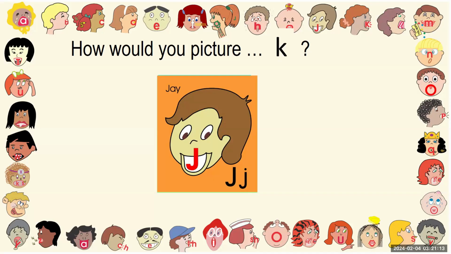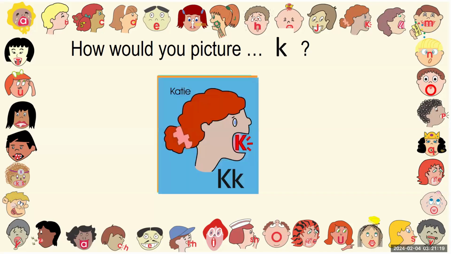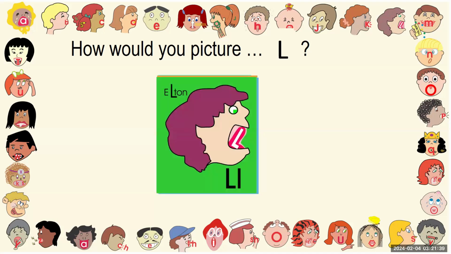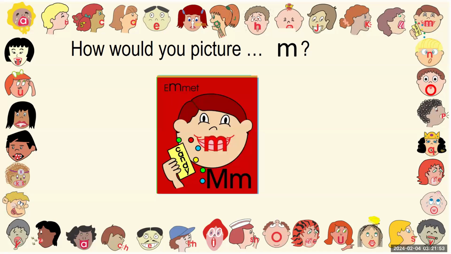What would you do with a K? The K is in the middle of the mouth. So the tongue starts in the middle of the mouth and it releases the sound. So it's like a little mouth cough. What about the letter L? L is a tongue tip elevation right behind that alveolar ridge again. What about M? We've seen that. It's the Cupid's bow on the lip.